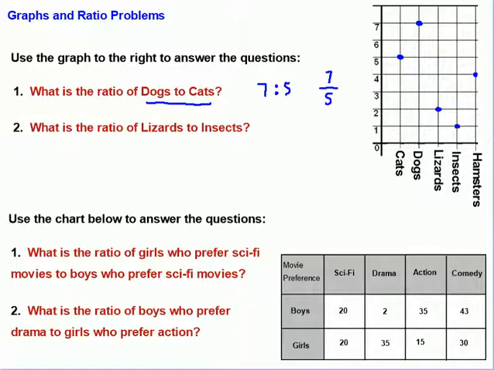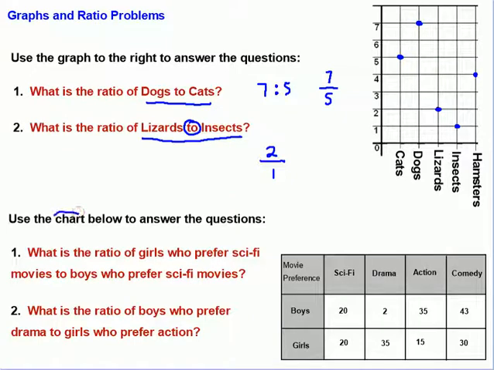This is just a chart of all of the pets that a certain school had. What is the ratio of lizards to insects? Lizards to insects. We know that that's going to be a ratio. So lizards, we have 2 lizards to 1 insect. I guess not many people like insects. 2 to 1.